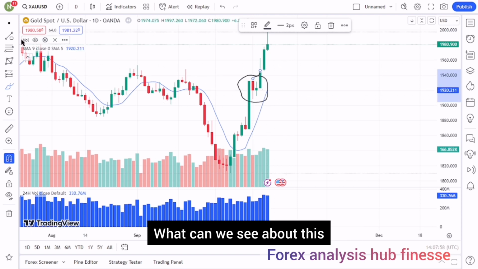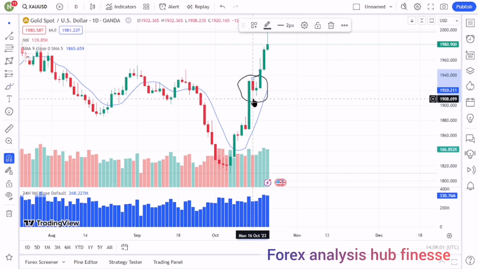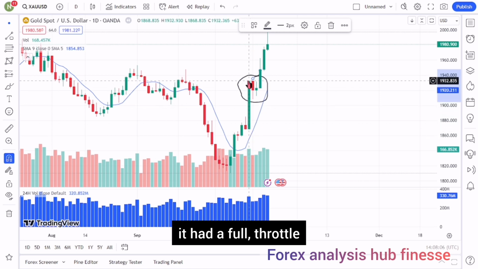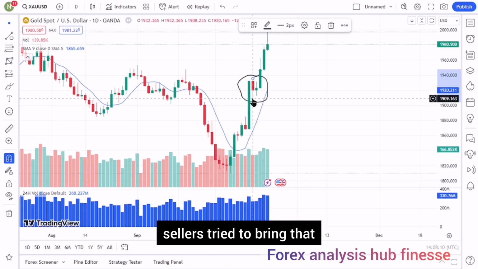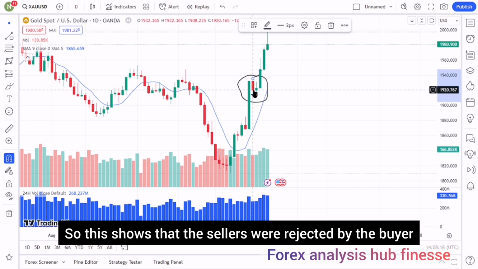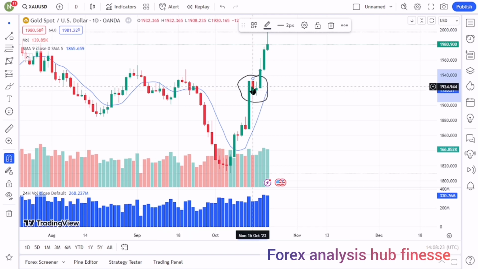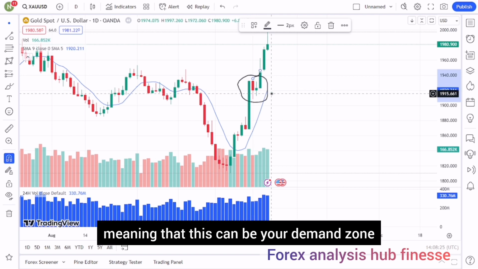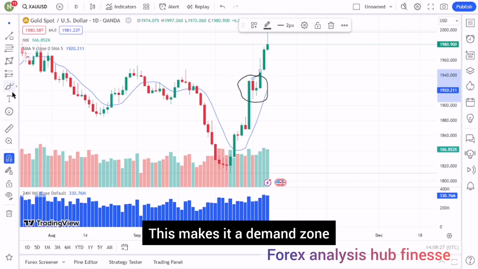What can you see about this? You see this candlestick, it had full momentum, and then sellers tried to bring the price to 1909, and then it rejected to around 1919. This shows that the sellers were rejected by the buyers. The buyers were very, very strong, meaning that this can be your demand zone. This makes it a demand zone.